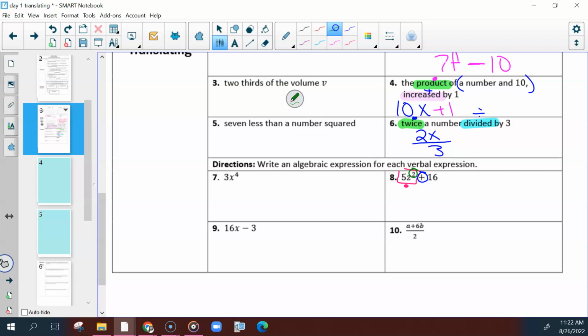Okay, so starting with this first one, we could write out the word 5, or we could just write the number 5, if that part doesn't really matter. I'm just going to write the number 5. And then we are multiplying 5 and z squared. Someone give me a word for multiplication. Times. So these could be as simple as times. If you wanted to say multiply by, or product of, we could use those as well.